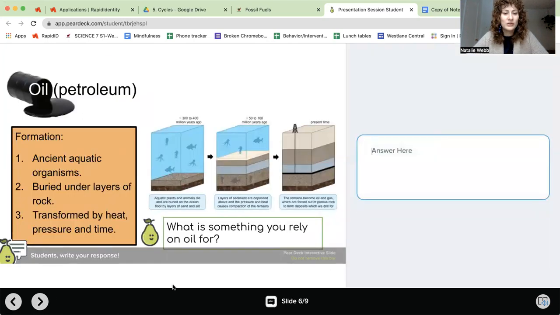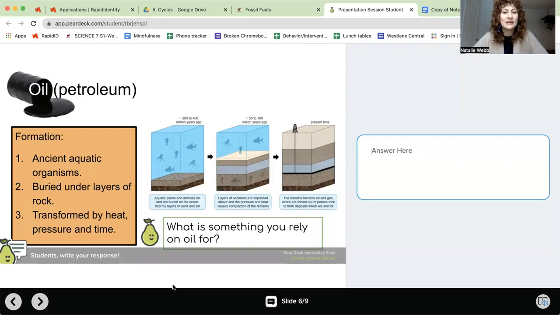So how did petroleum or oil form? Well, this one's a little bit different. Instead of starting off in swamps, so like plants in just a wet environment, this is completely underwater. So we're talking about ancient aquatic organisms, things like plankton, little fish, clams, snails, any kind of thing that lives in a shallow area underwater.